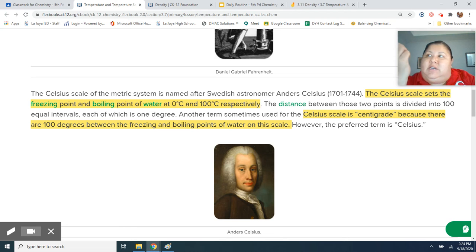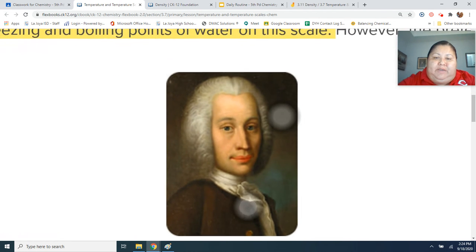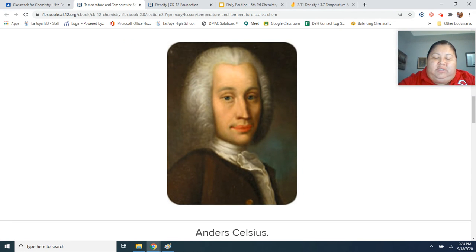But most of the time, we use Celsius. And here you have a picture of Mr. Anders Celsius, and you can see he has a very nice set of hair. Okay, look at that. Very, very fancy.